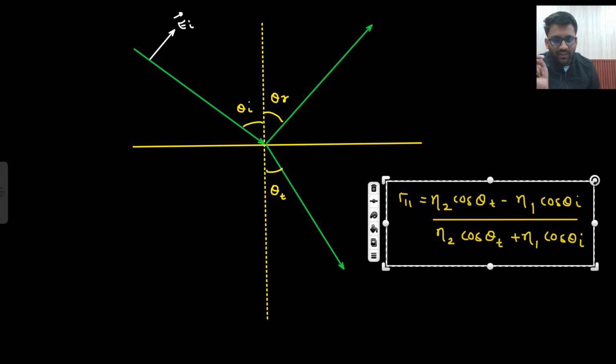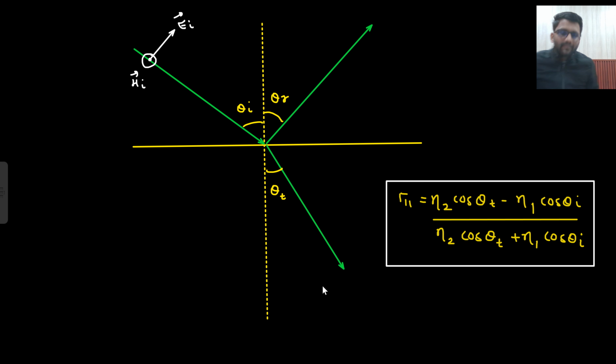The formula is eta2 cos theta_t minus eta1 cos theta_i, the formula which you usually remember. So if you have written down this formula, what is the assumption behind it? The assumption is that the incident magnetic field and the reflected magnetic field will be in opposite directions. Now if this is your EI, then what will be your HI? E cross H should give me P. So here will be my HI. Now where should your HR be? Both should be in opposite directions. So this is how my HR should be.